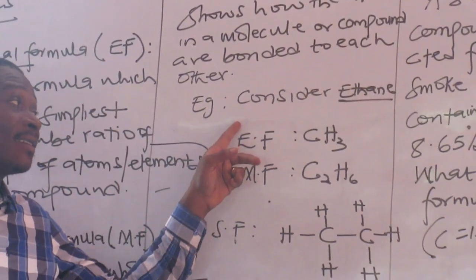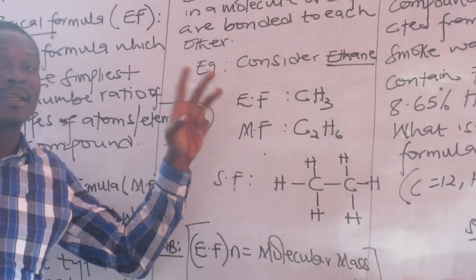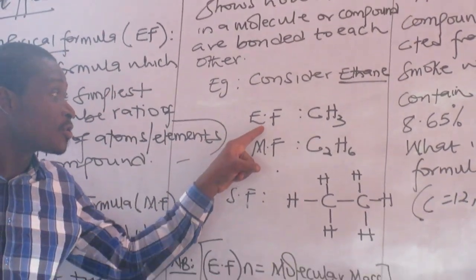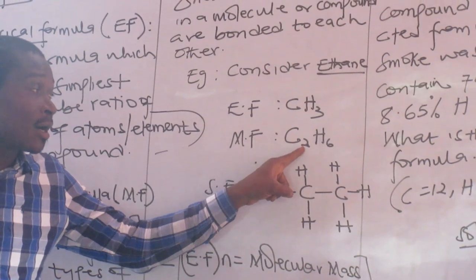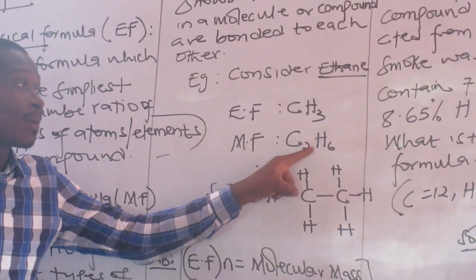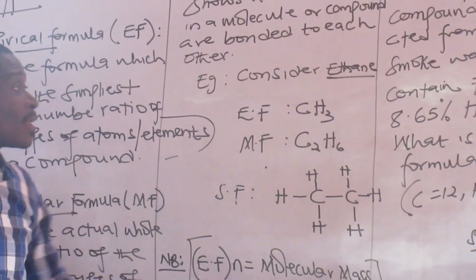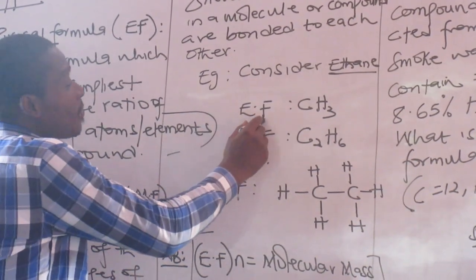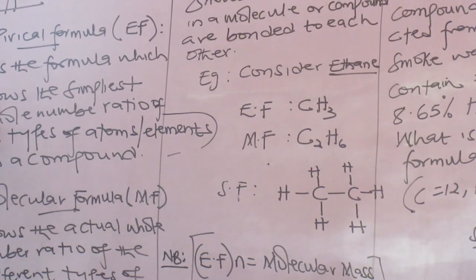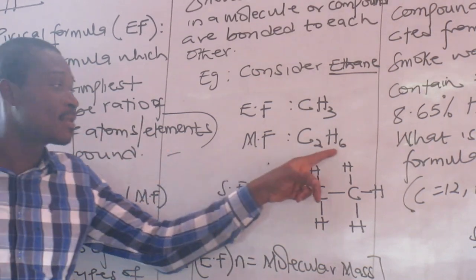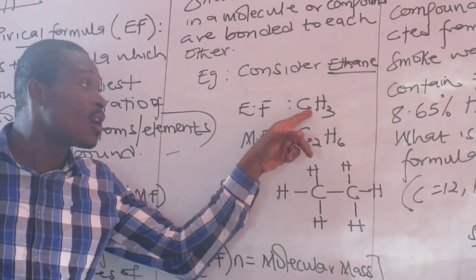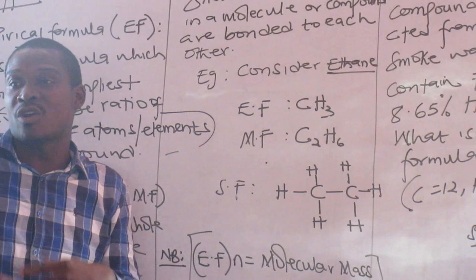Let's consider ethane. Ethane is 2 carbon plus 6 hydrogens, so that is the actual formula for ethane. Now, the empirical formula shows the simplest whole number ratio. You see, this is 2, this is 6. We can divide by 2 and get 1 here and 3 here. Are you okay?